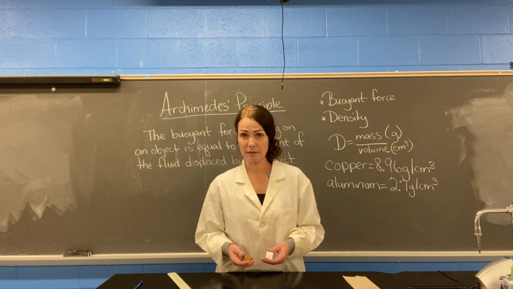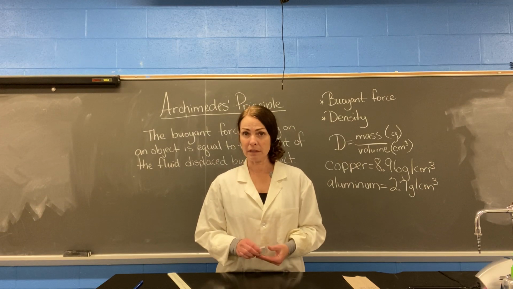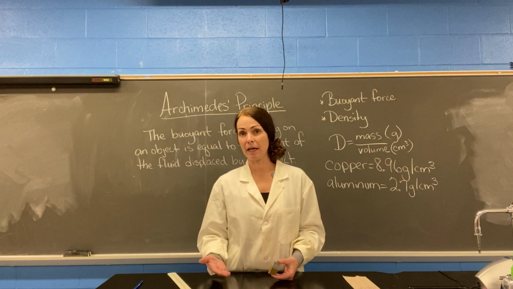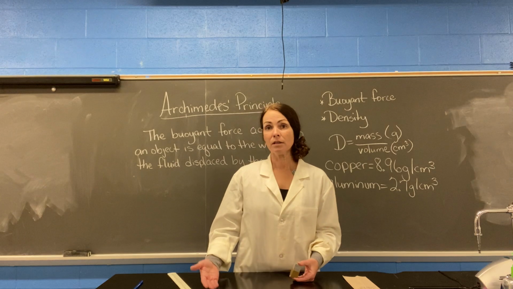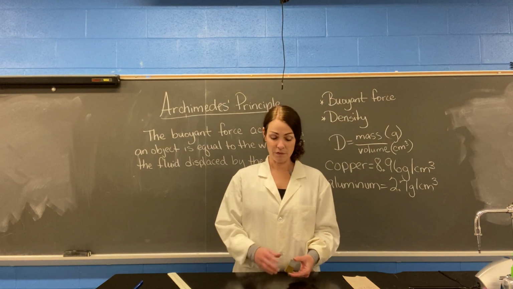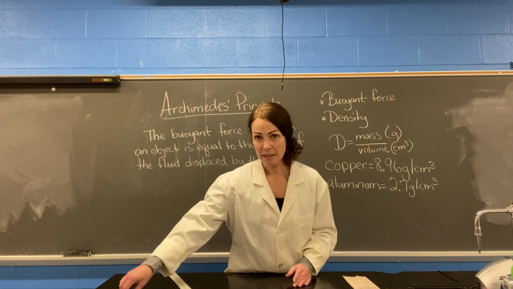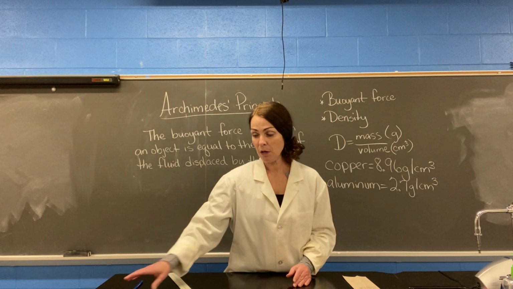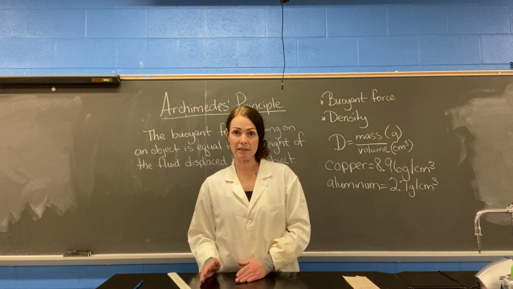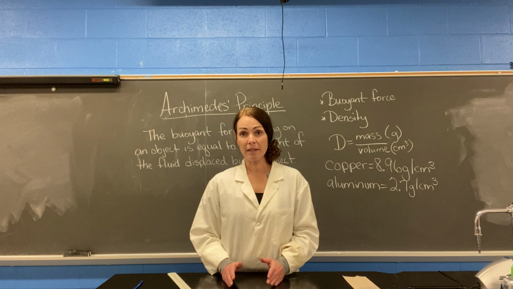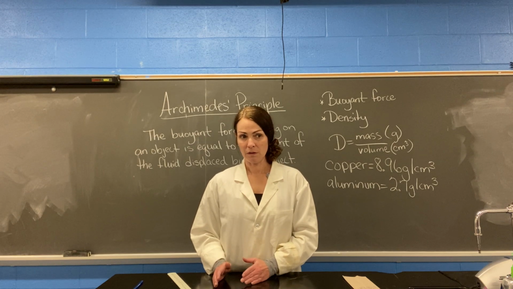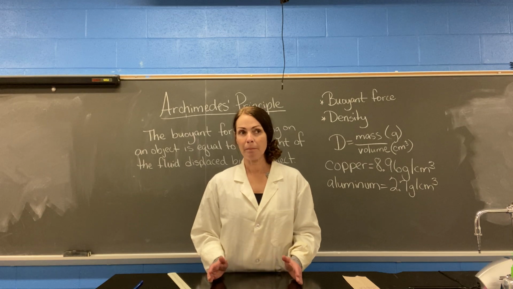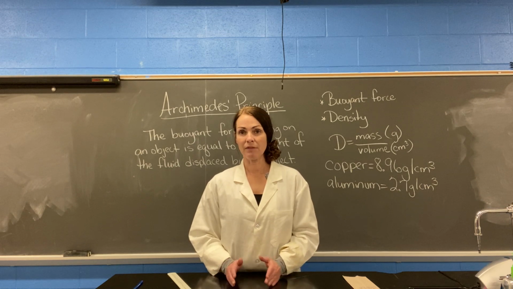It's quite different. All metals have different densities. Gold does not have the same density as copper. Copper doesn't have the same density as aluminum. Silver has a different density than all of those. And Archimedes knew this. Archimedes knew that all metals had different densities. So the weight of a metal and the volume of the metal would have to match up to the density of that particular metal.